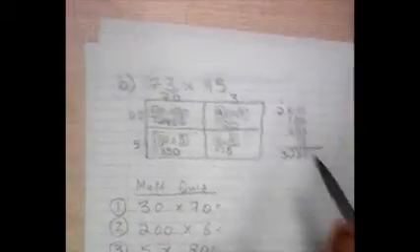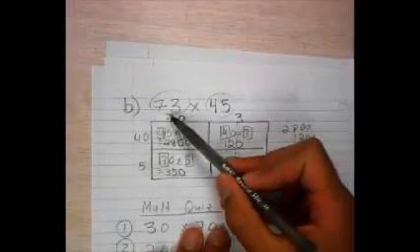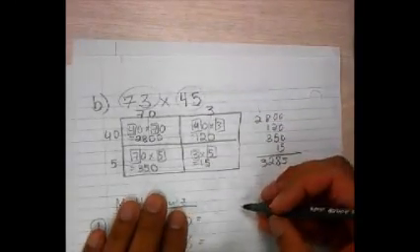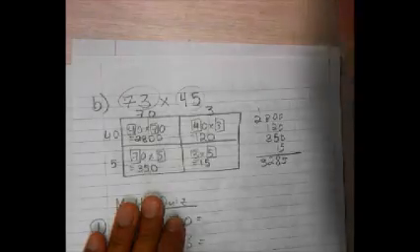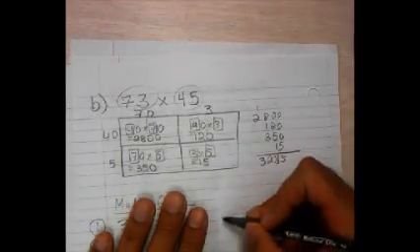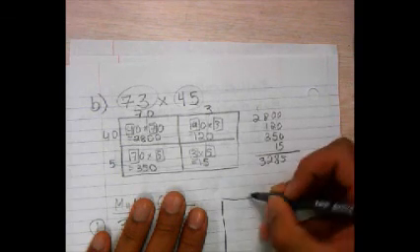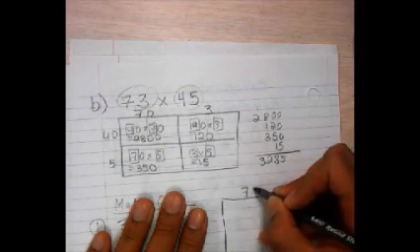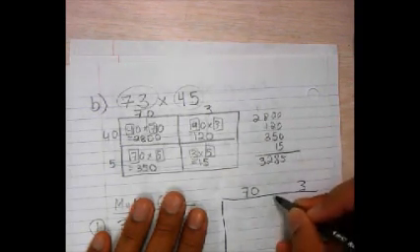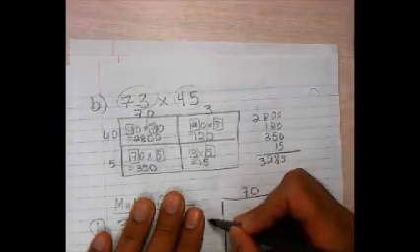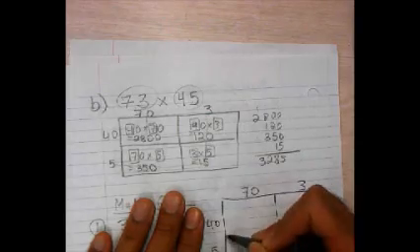Now, for 2 digit times 2 digit, our example is 73 times 45. And I'm just going to write it again here, just to show you how I would do that. I'd make a big box, and I'd turn the 73 into 70 and 3. And I'd turn the 45 into 40 and 5.